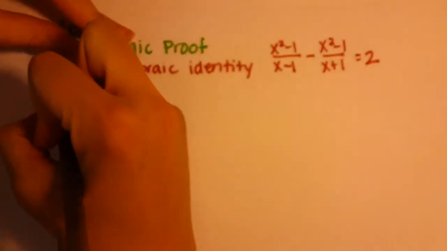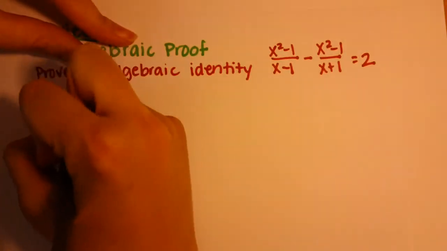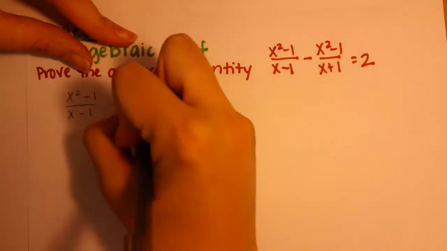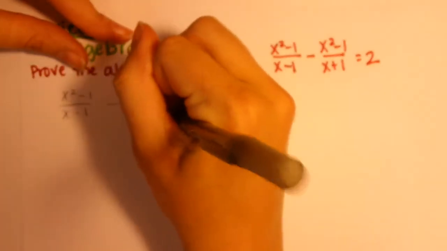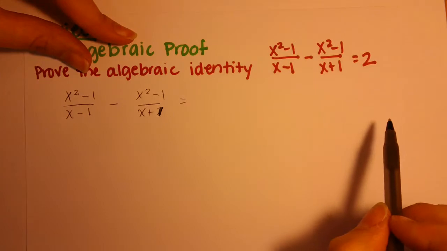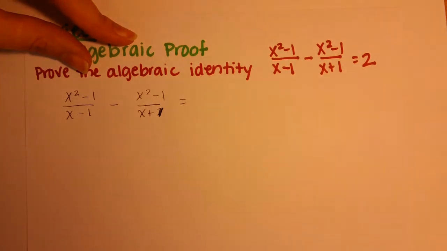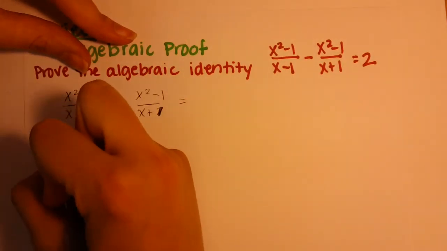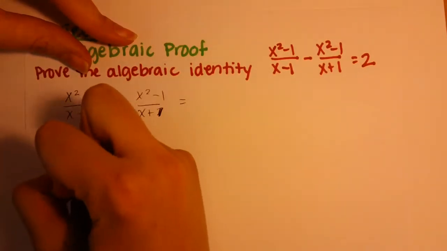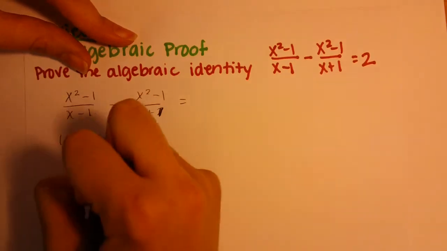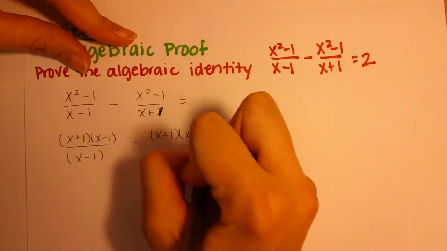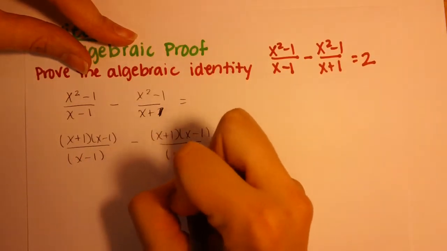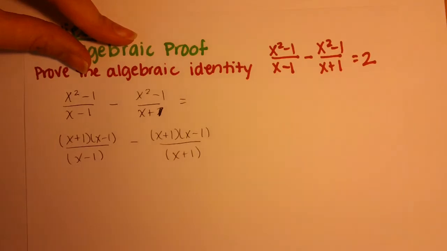So right now I have (x squared minus 1) over (x minus 1) minus (x squared minus 1) over (x plus 1). And I want this to equal 2. So I can start by getting a common denominator, or by factoring actually. So x squared minus 1, I know factors to (x plus 1)(x minus 1) from difference of perfect squares. Now, there are multiple ways you can go about doing this. This is not the only way you can prove it.